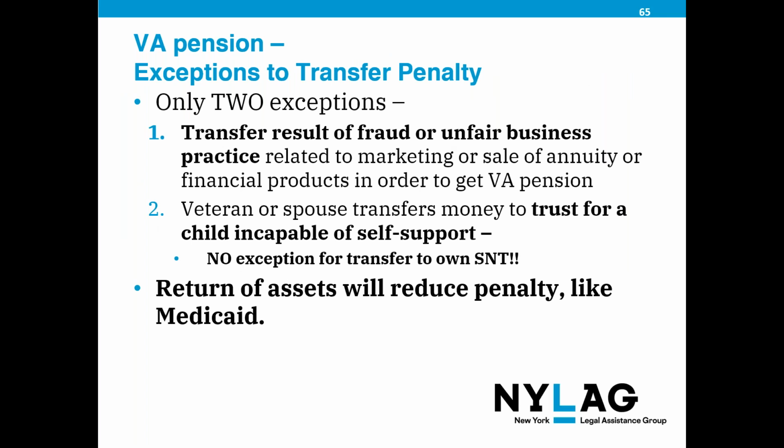Two exceptions to the transfer penalty for the VA. If the transfer was a result of fraud or an unfair business practice, like a shady marketing of an annuity or financial products in order to get the VA pension. I really don't know exactly what that would mean. I think it would be very narrow. And if the veteran or their spouse transfers the money to what is essentially a third party trust for a child incapable of self support, so that seems similar to a third party supplemental needs trust.